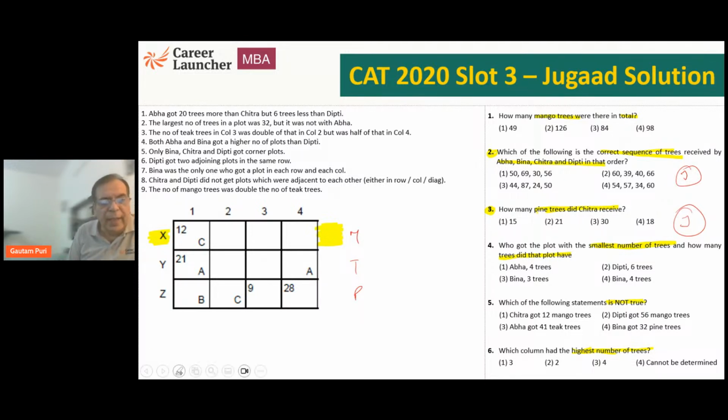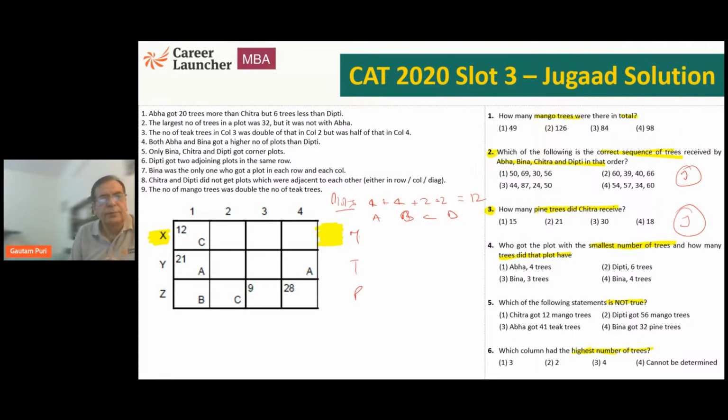Okay. And quickly writing down the data as earlier. The number of plots, number of trees, plots for A, B, C, D: 4, 4, 2, 2, as we did earlier. Okay. I hope this is fine. The number of plots for A, B, C, D.